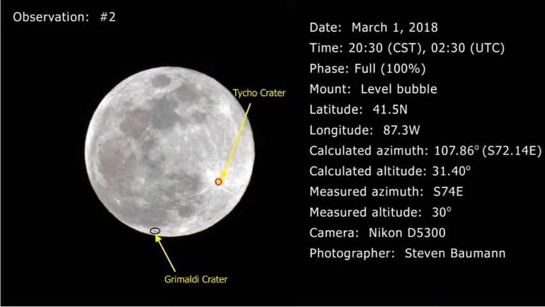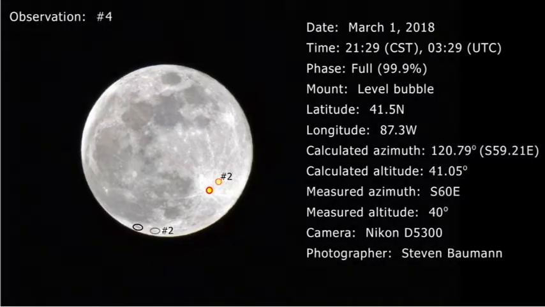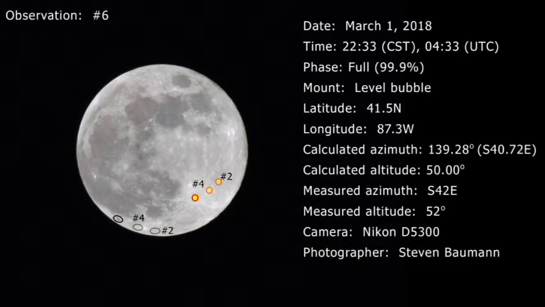Alright, now we're going to go back to observation 2. Here we're going to see the Grimaldi crater and the Tycho crater. That's where those arrows are pointing. It's just for your reference. Now the words are going to disappear, but they're still marked. Now we are going to go to observation number 4. Position number 2 is still there, but it's ghosted a little bit. Now we're going to go to observation number 6, and position number 4 is ghosted a little.